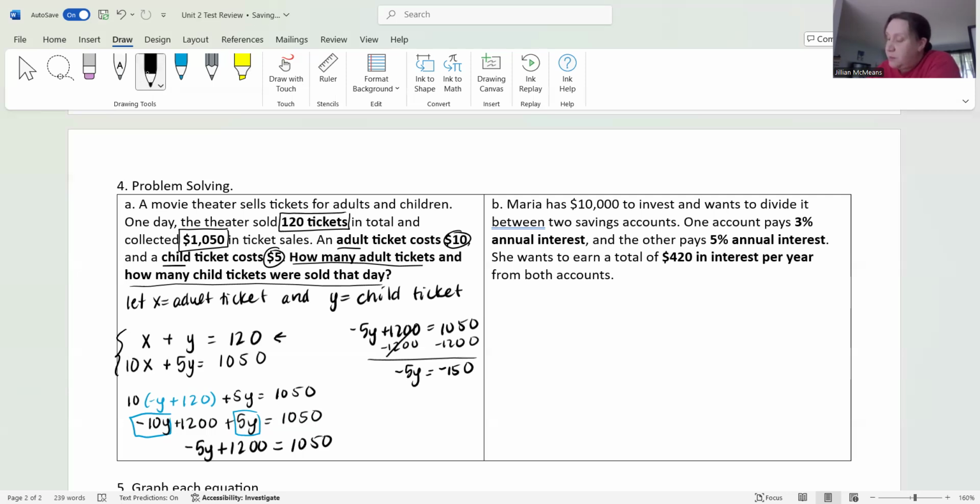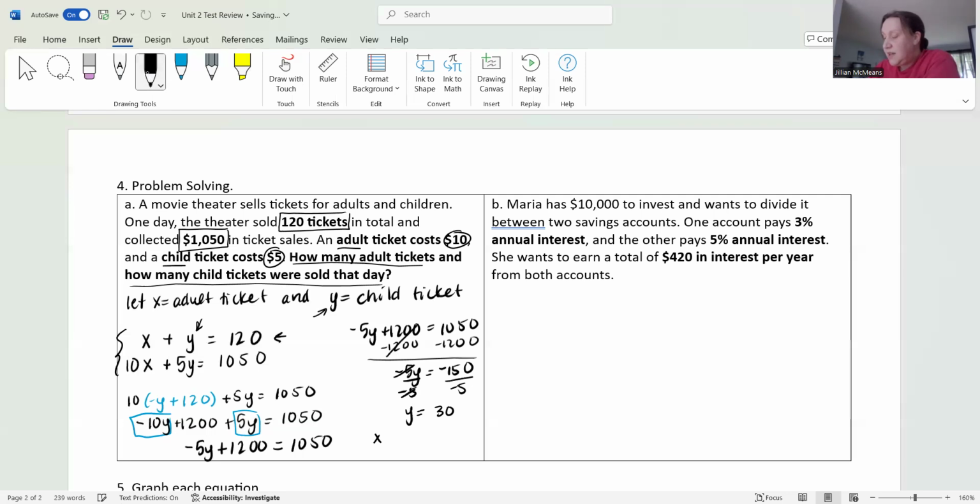I need to divide both sides by negative 5. Well, negative 5 divided by itself is positive 1, and then that just leaves me 1 times y. And then let's see, negative 150 divided by negative 5 is 30. Okay, so what is y? Well, y was the number of children's tickets sold. So we have 30 children's tickets sold.